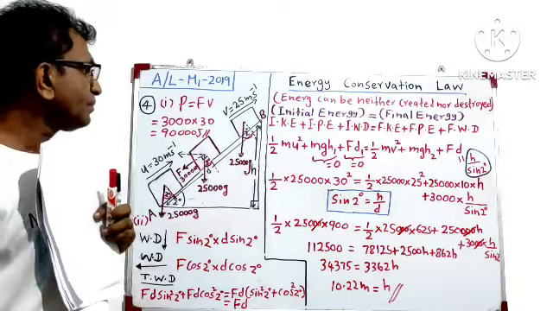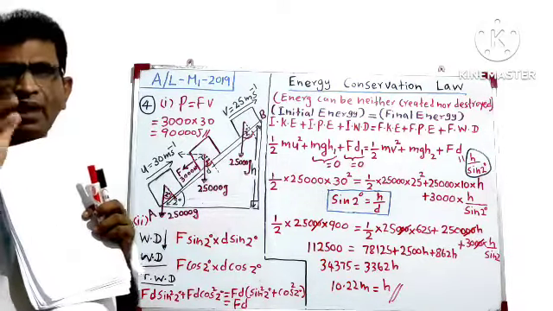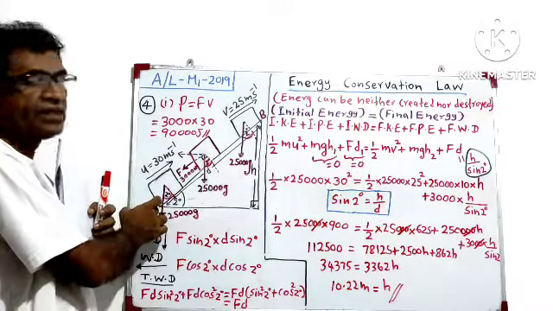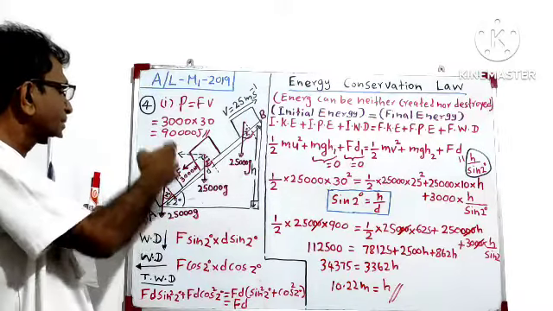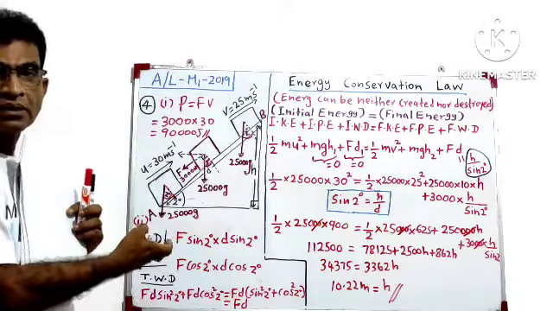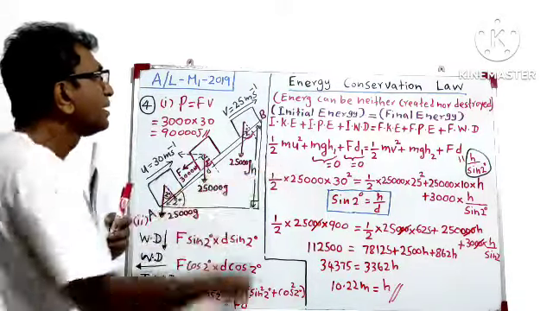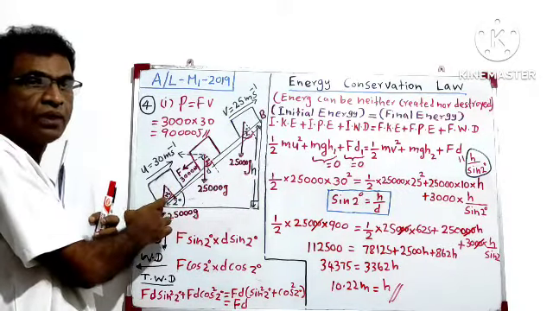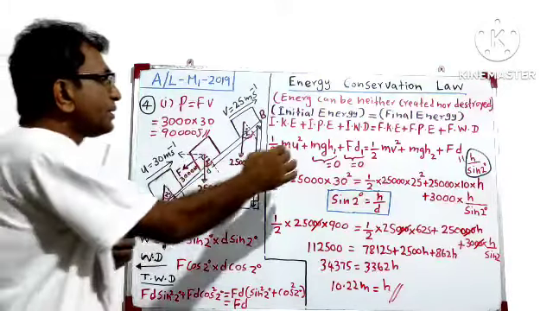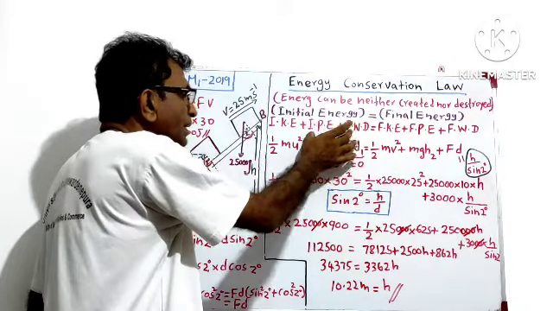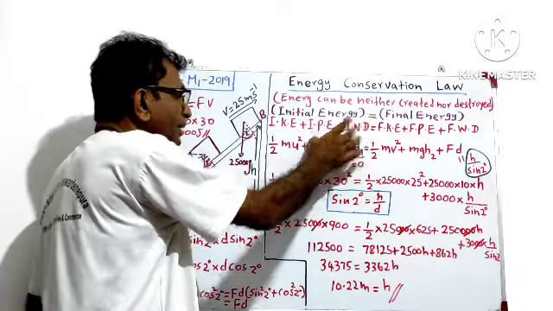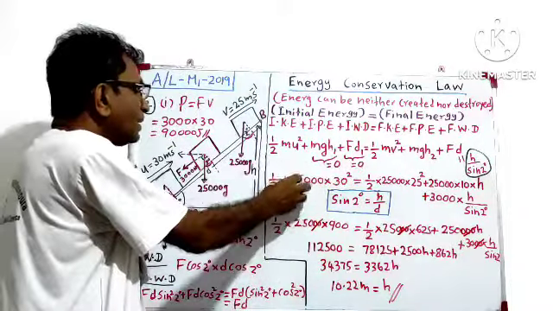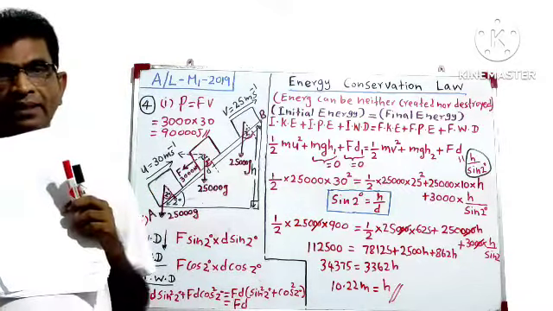Then you should be able to understand that at the beginning there is no potential energy because there is no height gained. The initial work done is zero, because it does not move any distance. So therefore the potential energy and work done components become 0. So the only thing is the kinetic energy at the beginning.